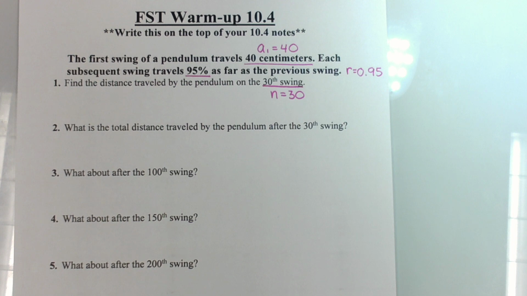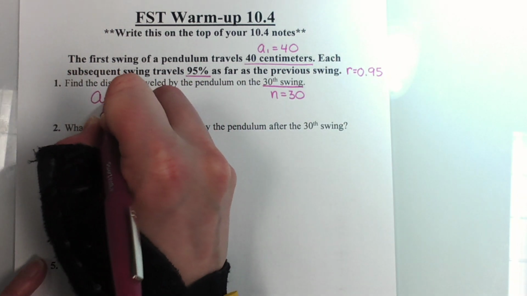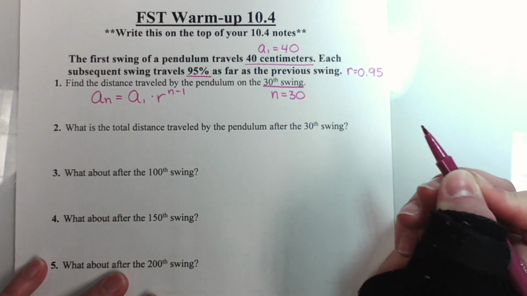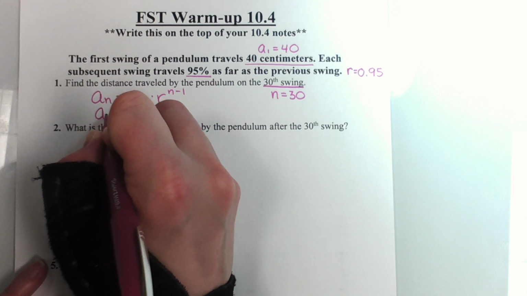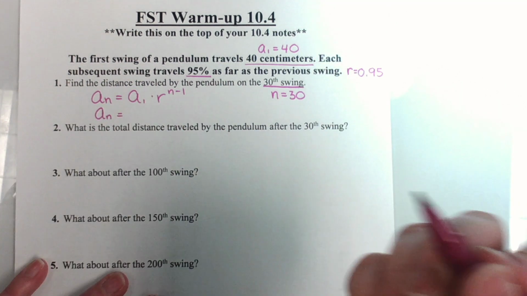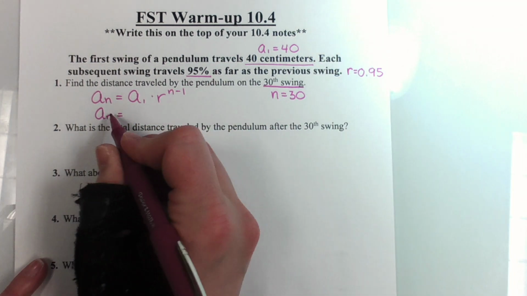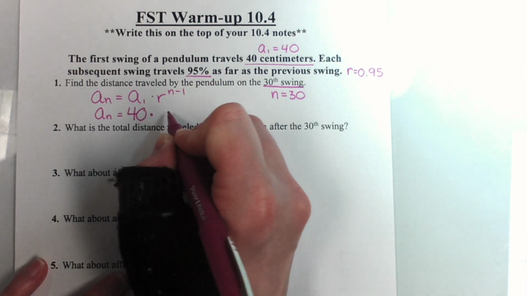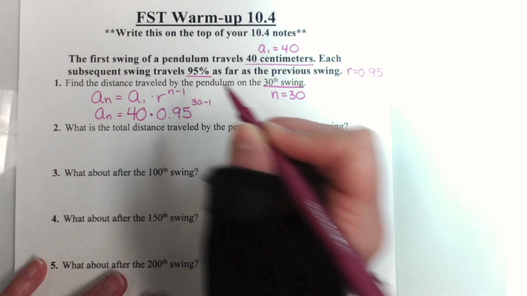Most of them are series. This one happens to be a sequence. So geometric sequence, A sub n equals A sub 1 times R to the power of n minus 1 is the formula for a geometric sequence. So A sub n or A sub 30, I can write that. I can stick with A sub n. You've probably noticed lately I don't change the subscript as much. 40 times R is 0.95 to the power of 30 minus 1.